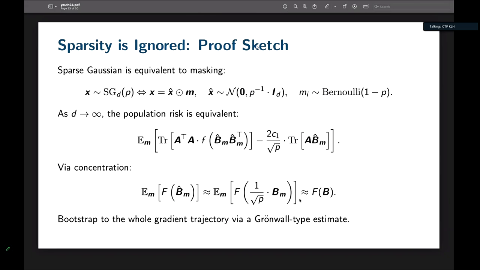Now the idea here is that, very painfully, with a lot of concentration and approximation, we can show that for certain functions which will appear in the gradient dynamics, this rescaling and masking can be traded off with the initial B, which says that the gradient trajectory for the sparse Gaussian and Gaussian will be very close. Then this result can be bootstrapped to the whole gradient trajectory via a Grönwall type bound.